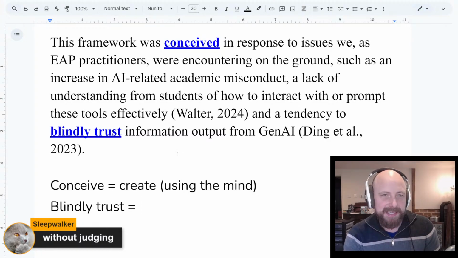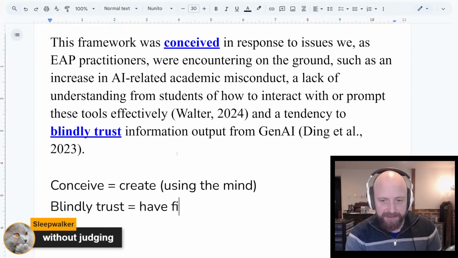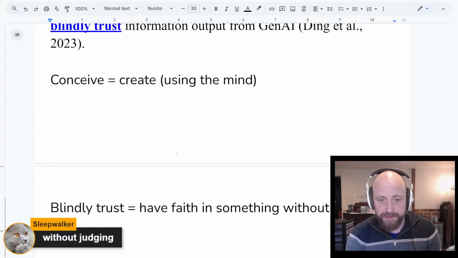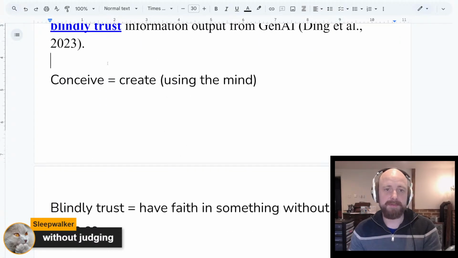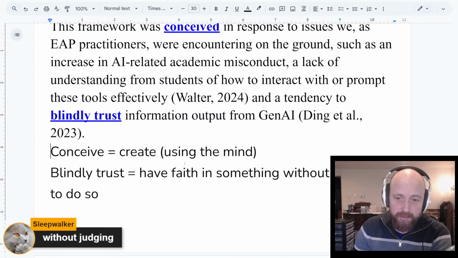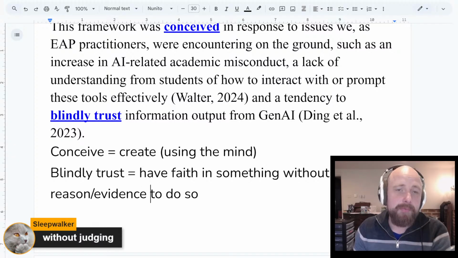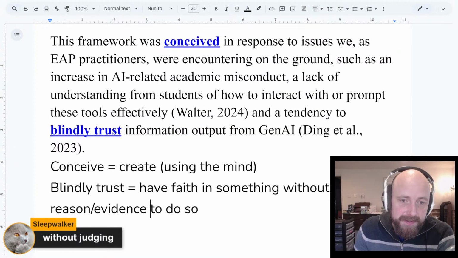So blindly trust. Have faith in something without evidence to do so. Right? Or maybe reason. We're trusting without reason, without evidence. So blindly trusting. Having faith with eyes closed.